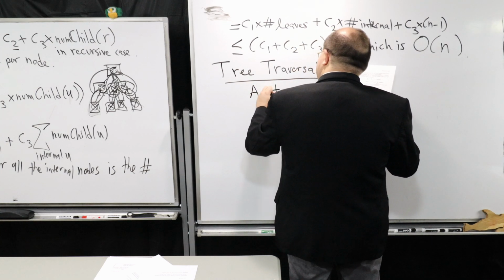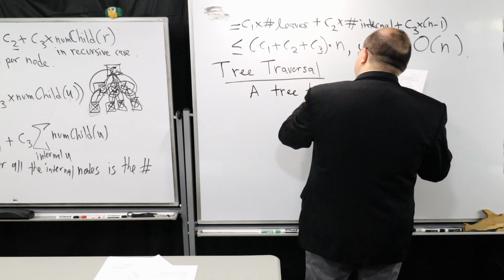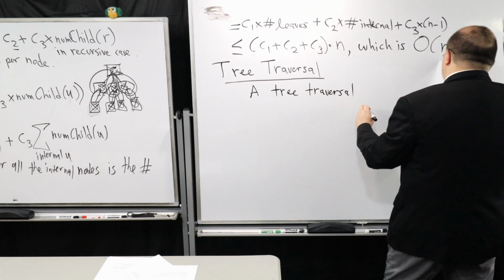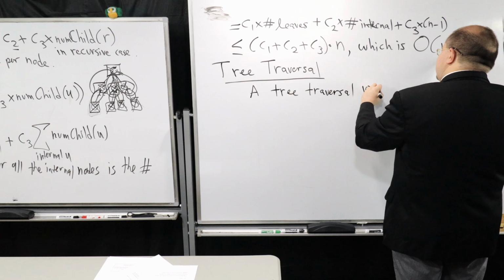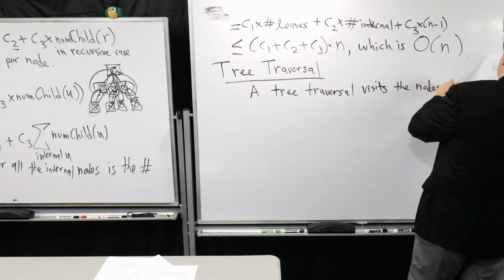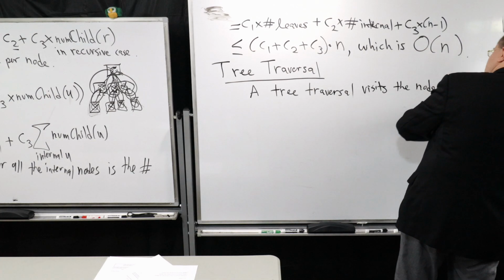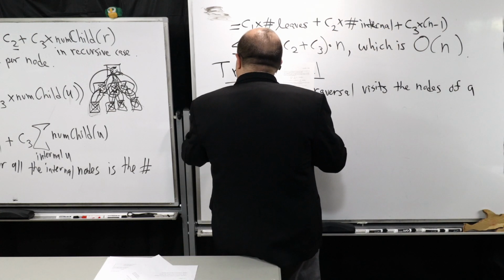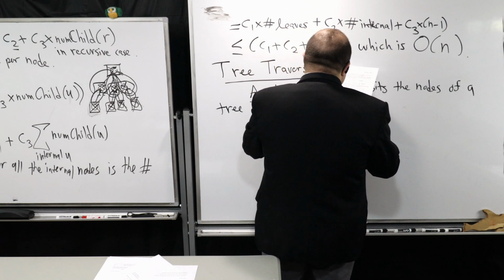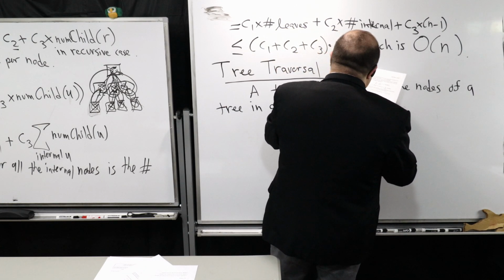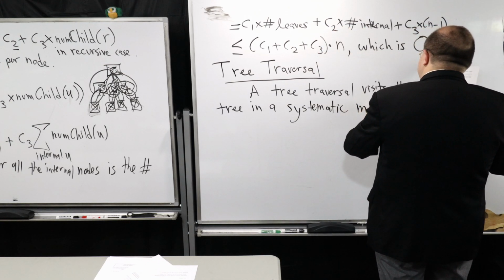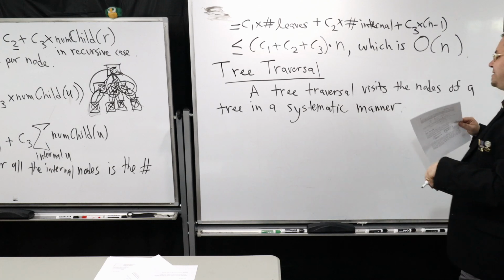It is simply, so a tree traversal visits the nodes of a tree in a systematic manner. I know it sounds like such a cop-out definition. A systematic manner. So I'm going to define what these are in a moment.